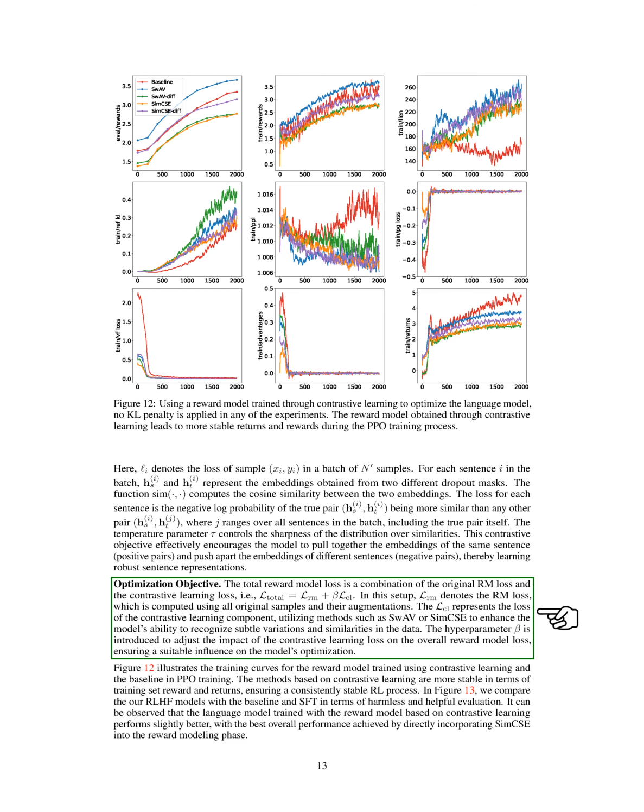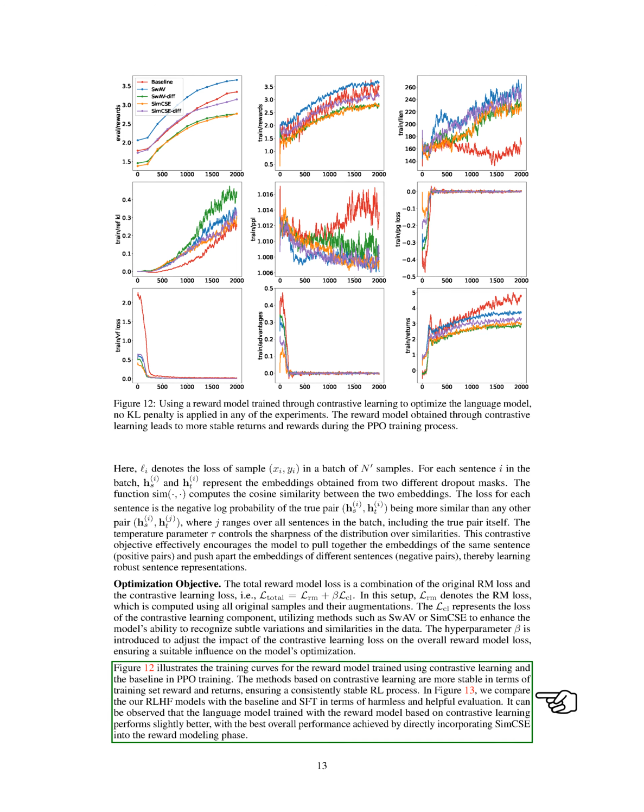The total loss of the reward model is a combination of the original loss and the contrastive learning loss. The original loss is computed using all original samples and their augmentations, while the contrastive learning loss uses methods like SWAV or SIMCSE to enhance the model's ability to recognize subtle variations and similarities in the data. A hyperparameter is introduced to adjust the impact of the contrastive learning loss on the overall reward model loss.